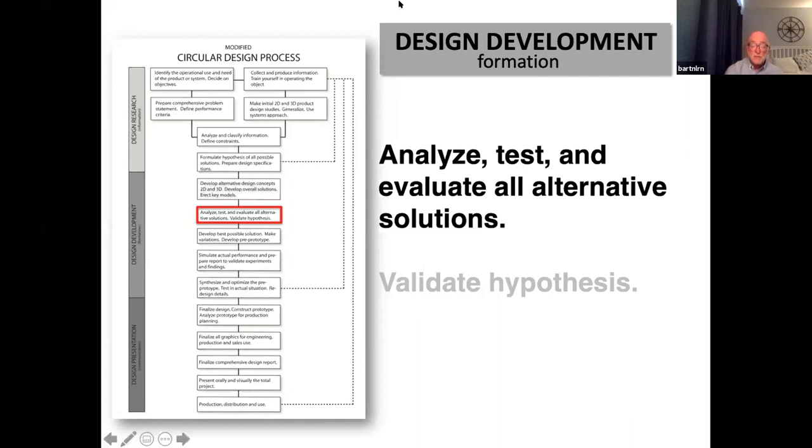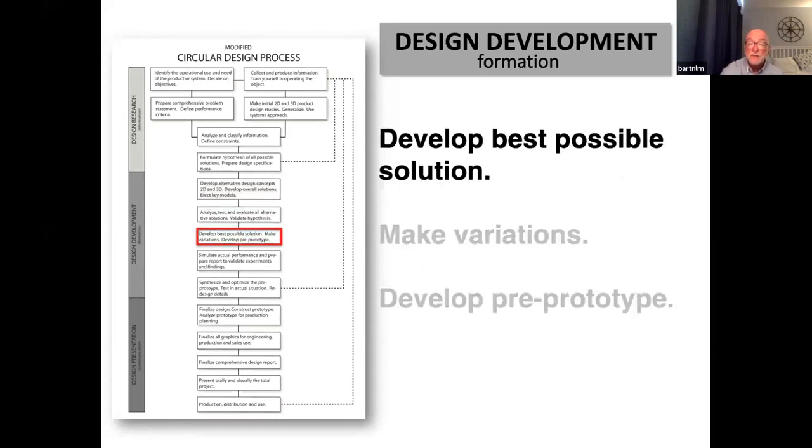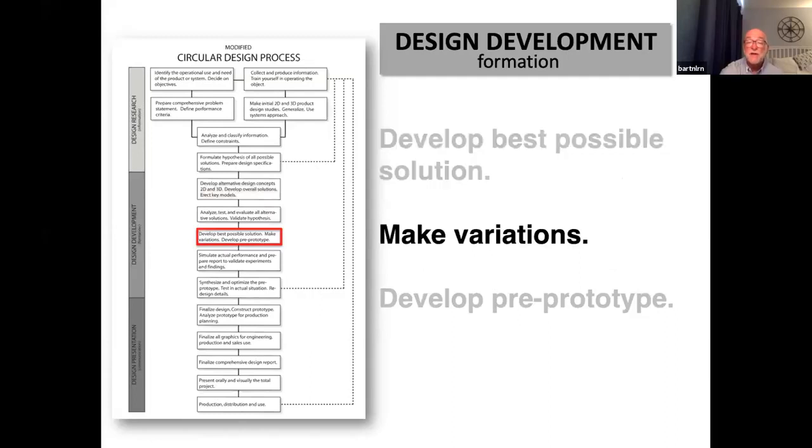And then you validate your hypothesis. You're trying to say, okay, is this really a possible solution? So how do you validate it? Well, you develop the best possible solution. You make variations, or iterations sometimes is another word that can be plugged in here. And then you develop a pre-prototype. The pre-prototype is something that can be the physical size. It has appearance as well. It's not a prototype, but it's a pre-prototype. And you develop the pre-prototype.